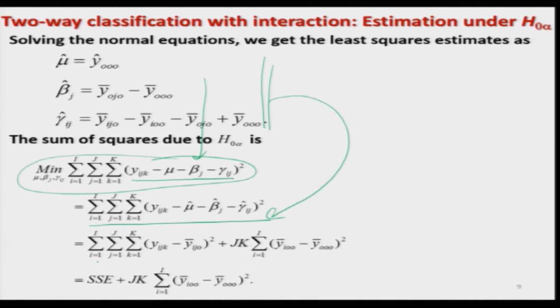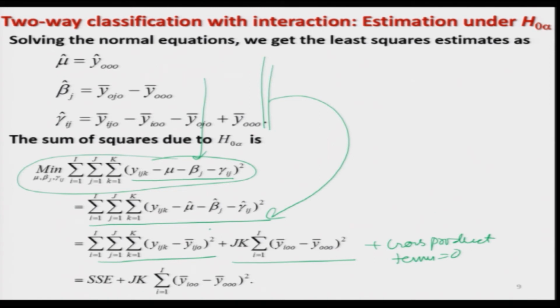You will get the triple summation (y ijk minus y bar ij naught) whole square, plus jk summation over i (y bar i double naught minus y bar triple naught) whole square, and all your other cross product terms will become simply 0, right. And this expression that you have obtained is actually the sum of squares due to H naught alpha, right.